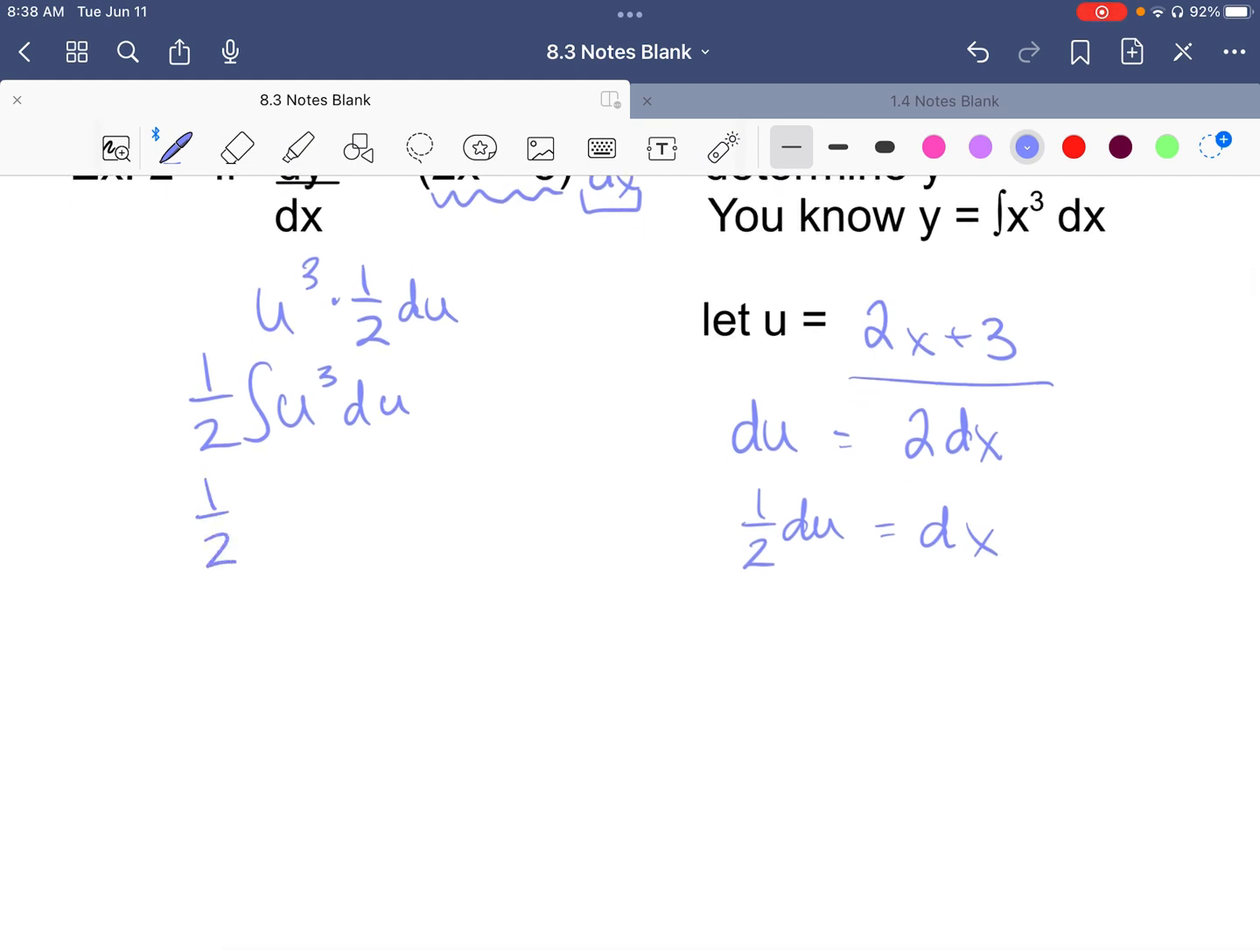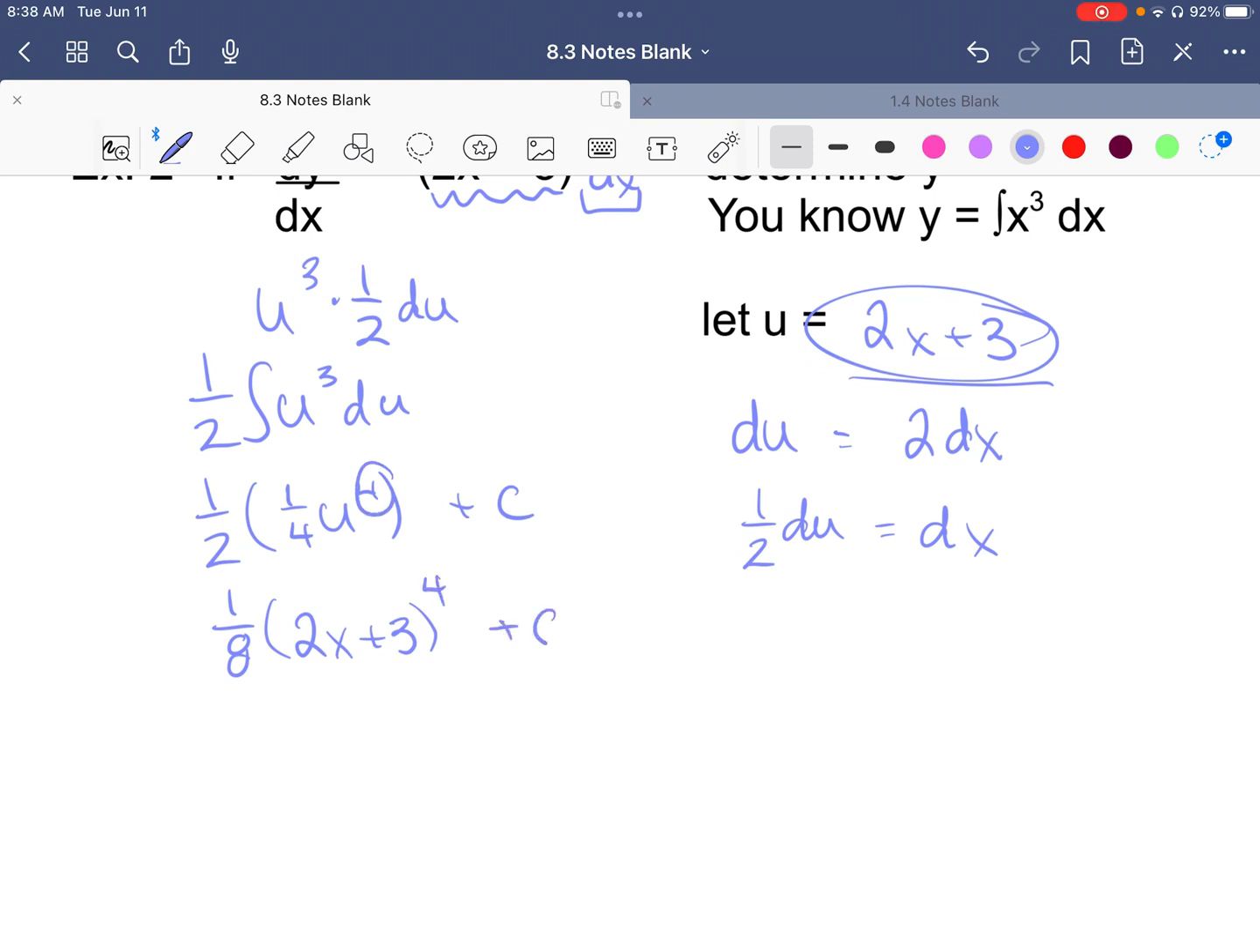So we've got our 1/2, and the integral of u cubed is 1/4 u to the 4th plus c. We're going to simplify, so 1/2 times 1/4 is 1/8, and u again is really 2x plus 3, and that was to the power of 4 plus c.